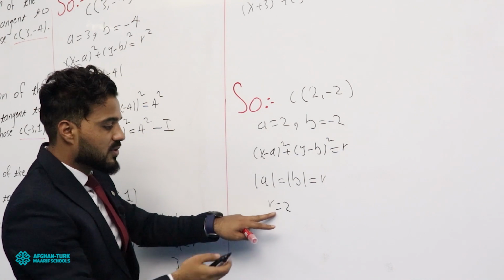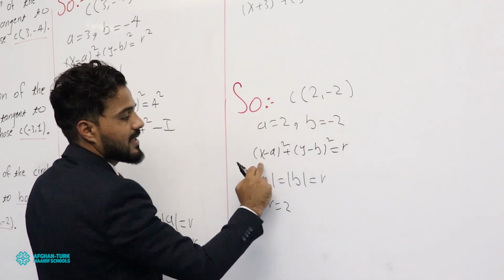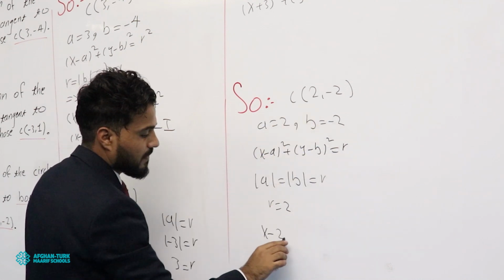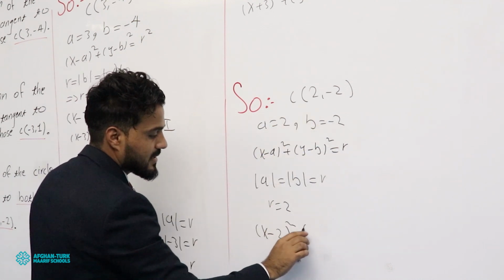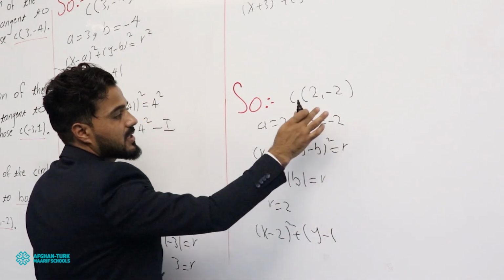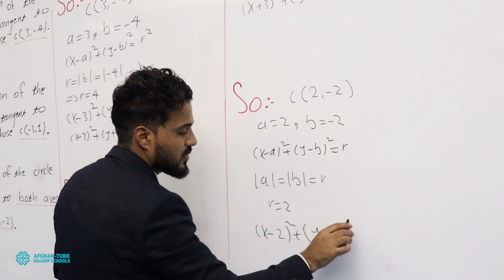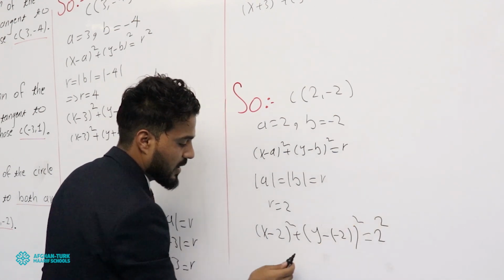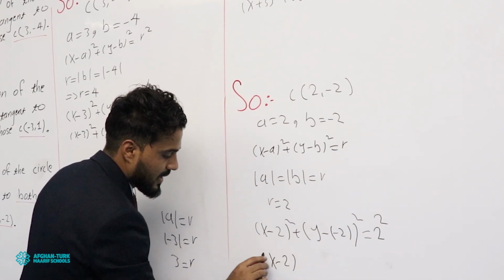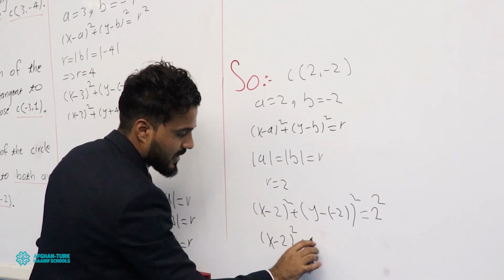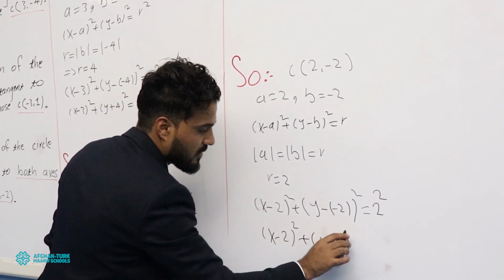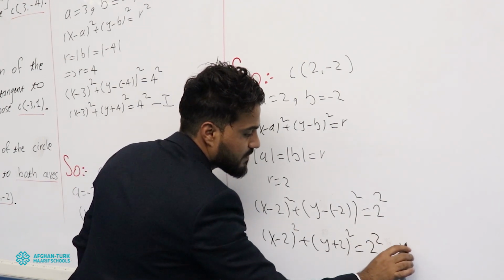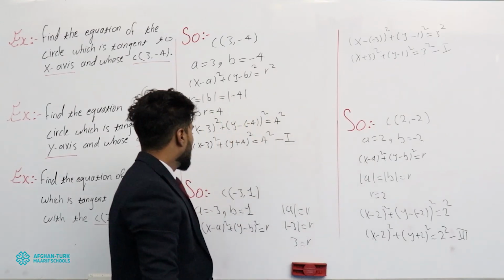Now I am going to substitute these three values in this equation. We will get (x − 2)² + (y − (−2))² = 2². When we simplify this one, (x − 2)² + (y + 2)² will be equal to 2². This is the equation of the circle which is tangent to both axes.